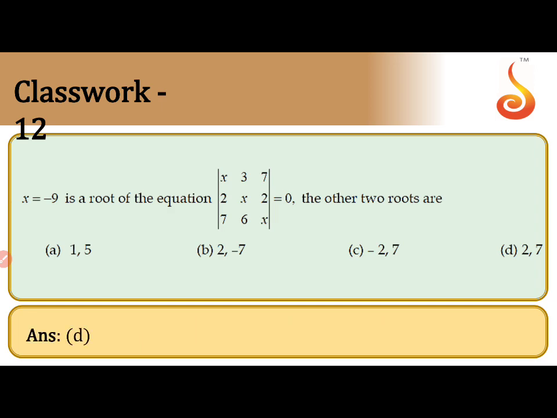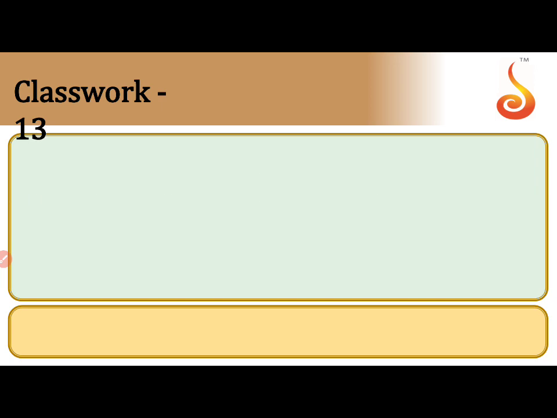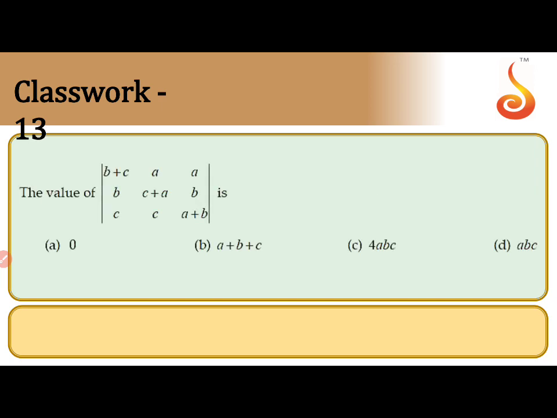So look, option D is the right answer. I hope this is clear. Next question. The value of the determinant with rows b plus c, a, b; c plus a, b, c; c, a plus b.